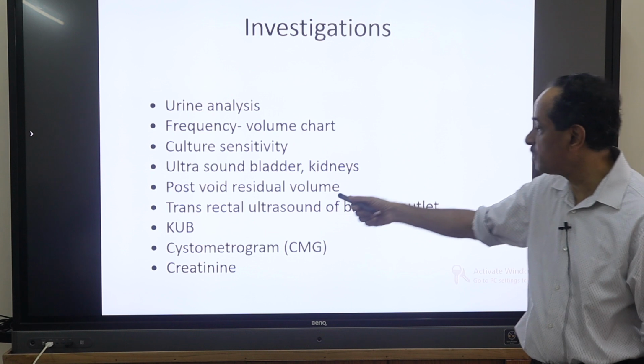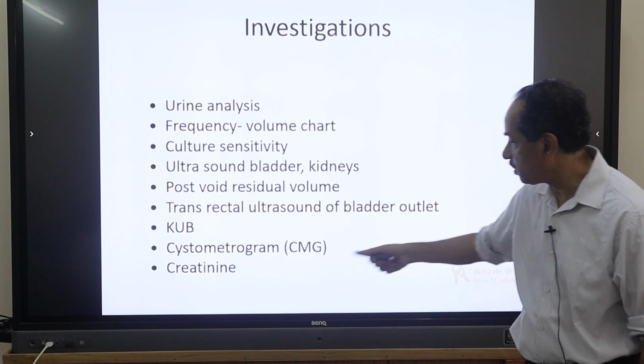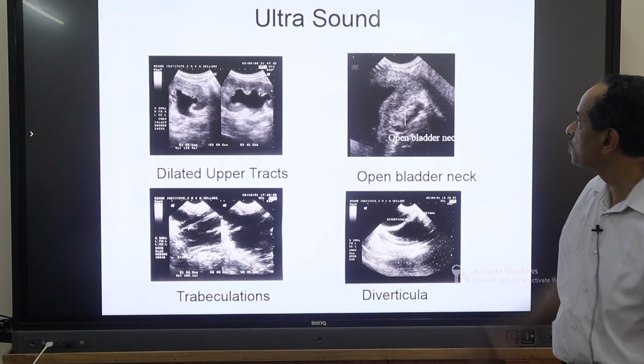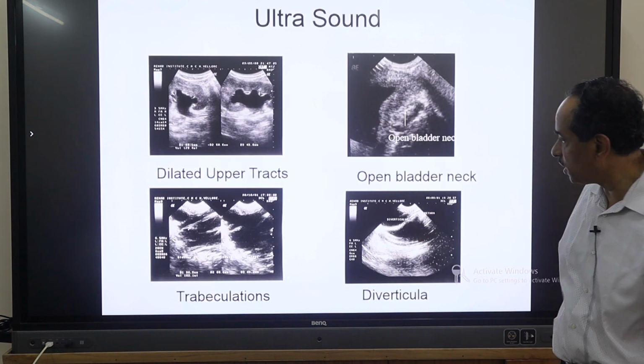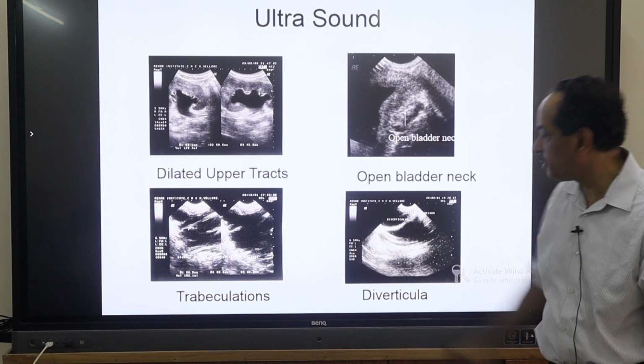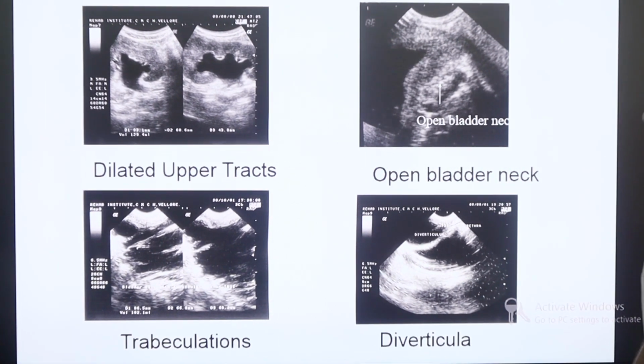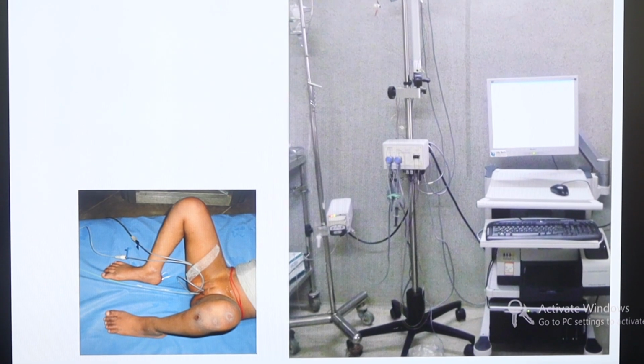Ultrasound of the bladder and kidney, so all these are what you are doing, and the creatinine value. All this you are familiar with in your day-to-day work. Dilated tracts, open neck, diverticula, then trabeculations, all this you see every day. Cystometry. Next one.